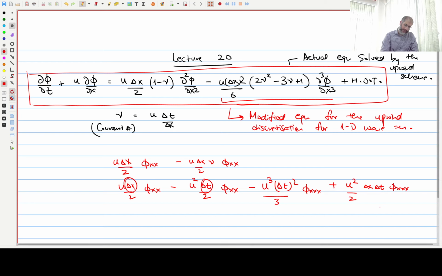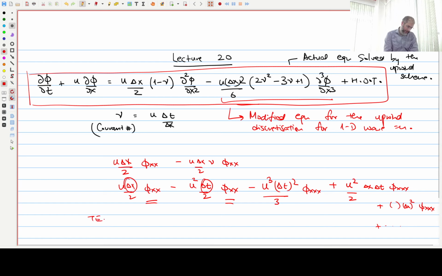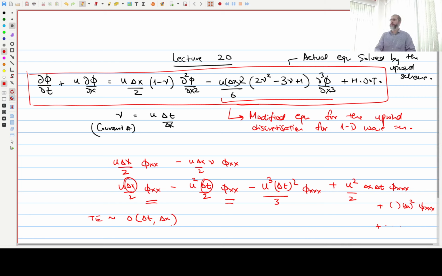times phi xx, and then we have another term which will be phi xxx times some coefficient which will have that multiplied by delta x squared, and so on further. So what we are seeing is that the term phi xx, which is purely a derivative in x, has a term which contains order delta x and delta t. So the truncation error in this case is order delta t comma delta x. So this is how we conclude.